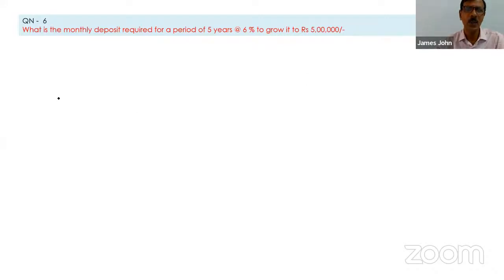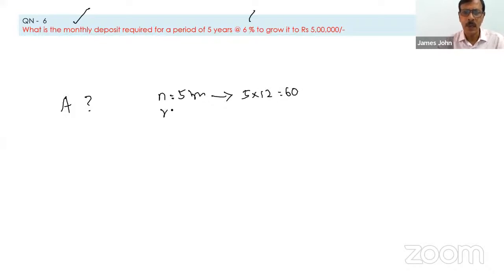Here, what you have to calculate is the annuity amount. What is the monthly deposit required for a period of 5 years? So N is 5 years. 5 years means, what is the periodicity? Monthly. So N takes the value 5 into 12, 60. And the interest rate is given, R is 6%.